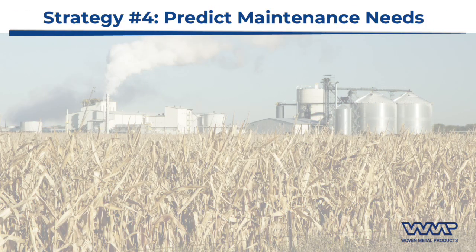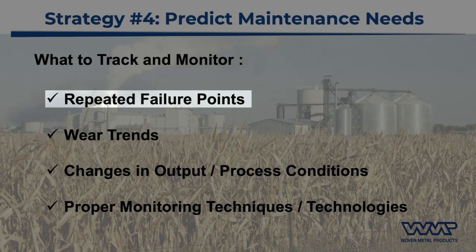Predicting maintenance needs is very important. So what to track and monitor? Are you watching your repeated failure points? If you're not, you should be. Because the first question that we should be asking you is, where are you seeing failures? What's going wrong in that piece of equipment, in your unit, in your plant?